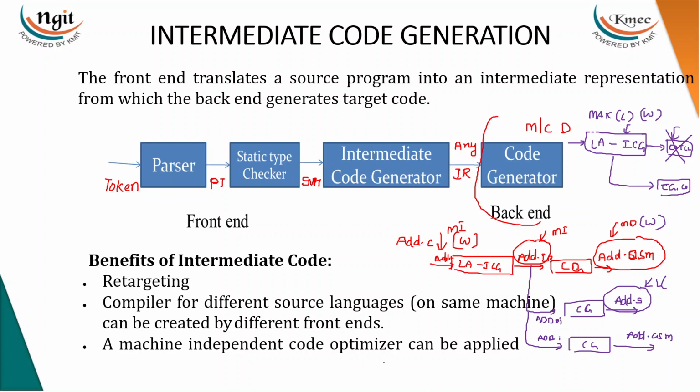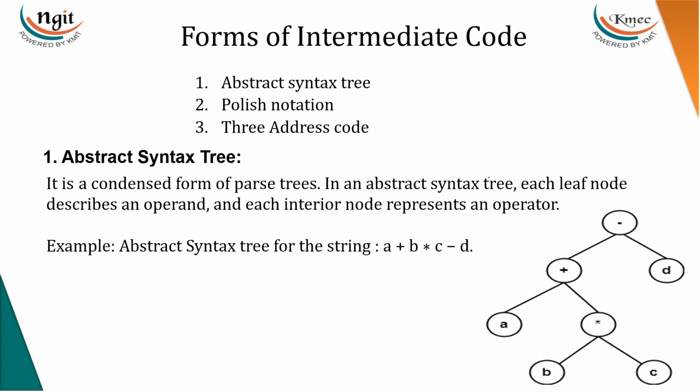And of course, a machine independent code optimizer can be applied. Once the code is represented in IR, you can apply some generalized optimization techniques which are not meant for a particular operating system. There are some intermediate representations like abstract syntax tree, polish notation, and three address code. We have another variation of abstract syntax tree called directed acyclic graph. Polish notation is also called postfix notation. Then three address code is the most widely used out of these representations.